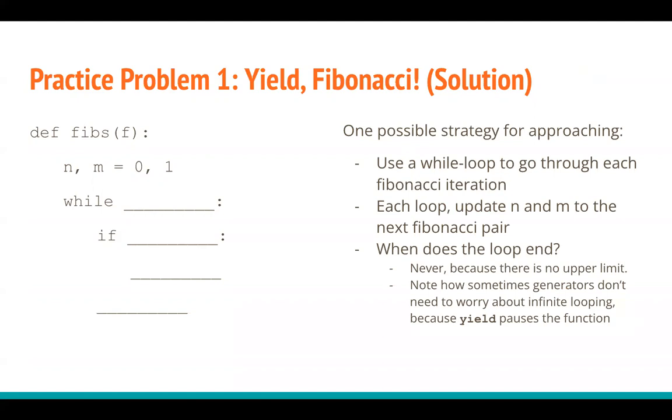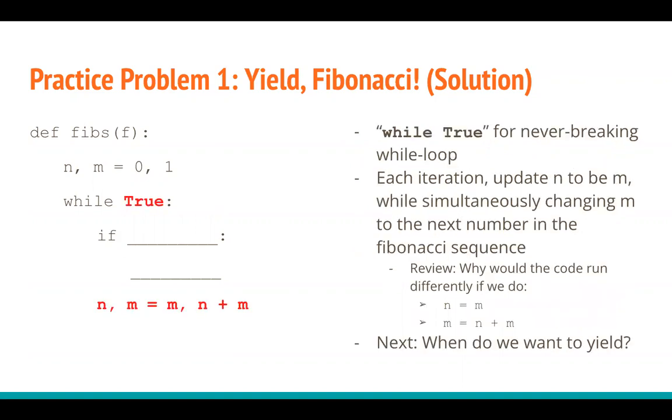But we don't have to worry about infinite looping, since this is a generator function, and yield is going to pause the function before each call. So we'll evaluate up to the yield, and only when we get the next call again will we evaluate the function until we hit the next yield. So if we do while True, that's how we get the never-breaking while loop. That's something you probably want to keep in mind. We can use while True to create infinite generator functions.